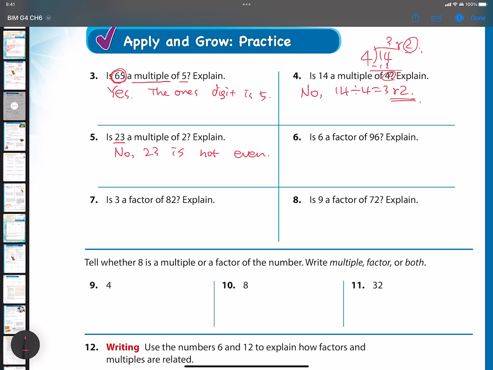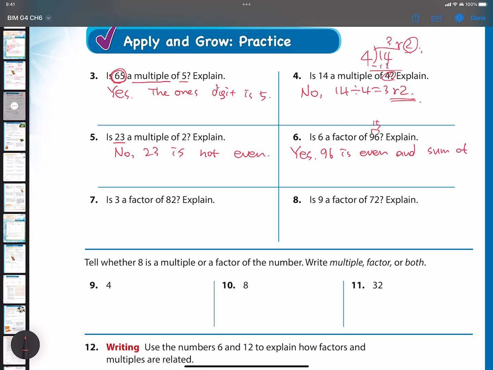Okay, number 6, is 6 a factor of 96? We'll see. First of all, what did I say? The divisibility rule of 6 is: multiples of 3, and the number is an even number. So let's add the digits together. 9 plus 6 is 15. And 15 is a multiple of 3. So the answer is yes.